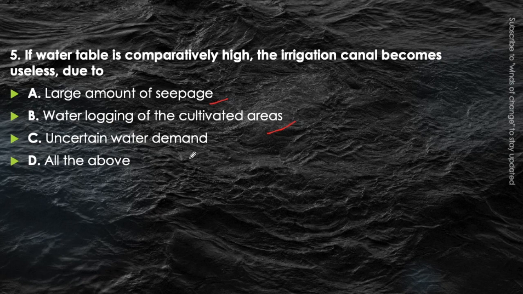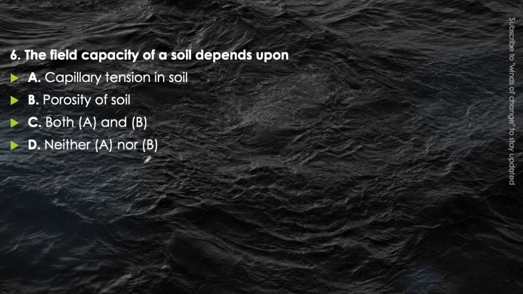Okay, and uncertain water demand. Since there will be uncertain water demand, you cannot say at a particular time how much water is required, because there is water through the water table that can be obtained by the crops. So all of the above will be the correct answer here. Okay, option D.